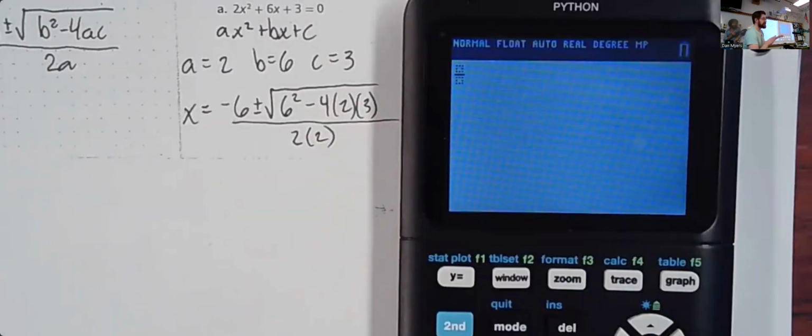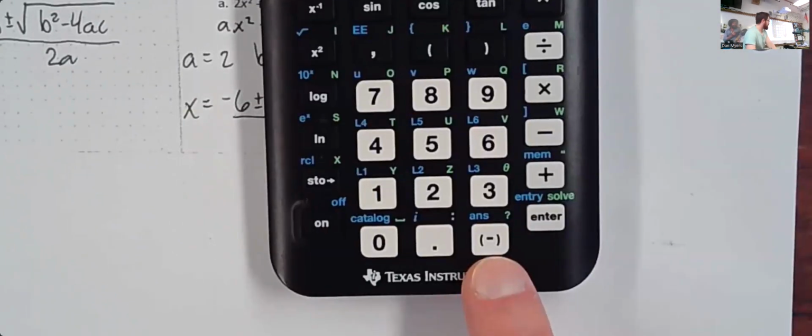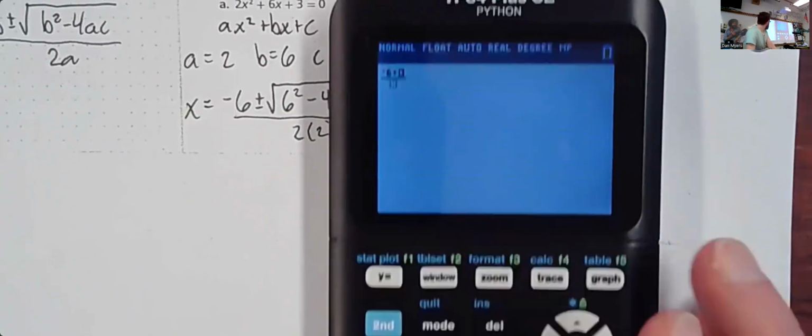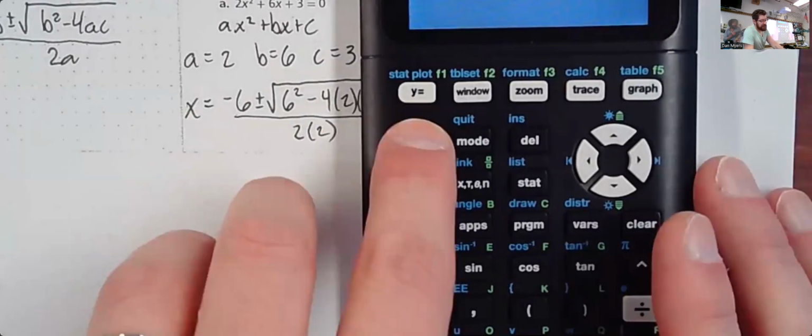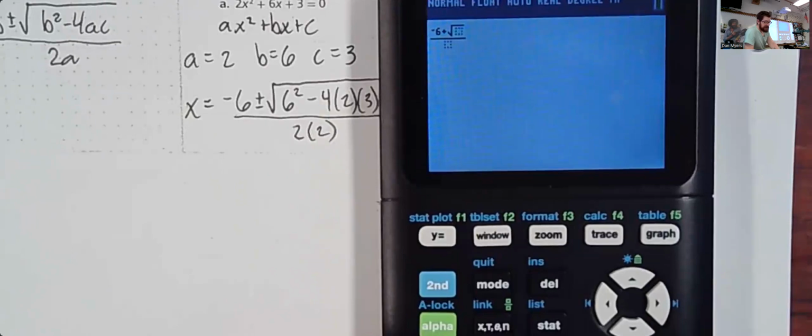So let's start with the plus version. So -6, make sure you use the negative button, not the minus button here. The negative is by the decimal, so -6. And then we're going to add. Now we need the square root, and the square root is going to be right above x squared. So push second, the blue button, and then the x squared button. That'll open up the square root. And then we're going to type in 6 squared, or if you just want to write 36 instead, that's fine.